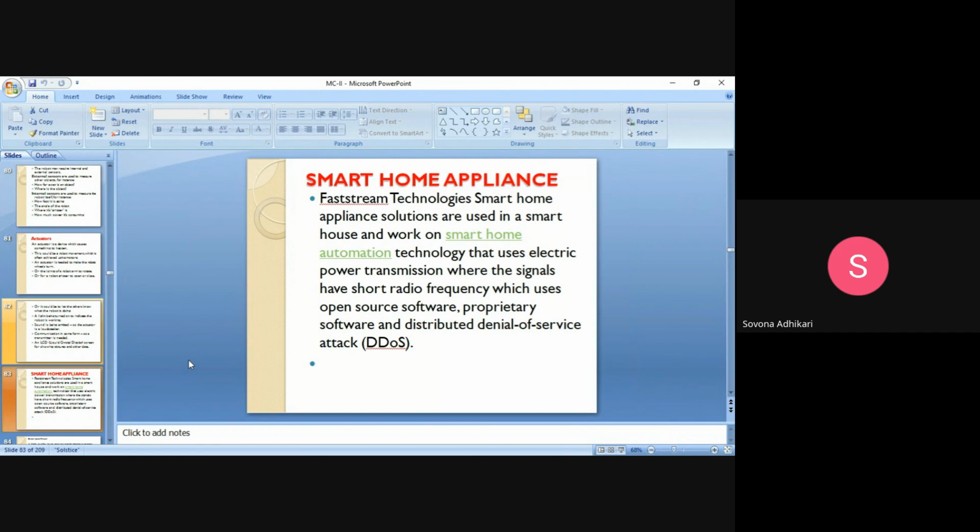Smart home appliances are the devices we are using in our home. Fast stream technologies' smart home appliance solutions are used in smart houses and work on smart home automation technology that uses electric power transmission, where the signal has short radio frequency, which uses open source software, proprietary software and distributed denial of service attack. So we are using these appliances in our home. Nowadays, the automated washing machine is also an example of a home appliance.